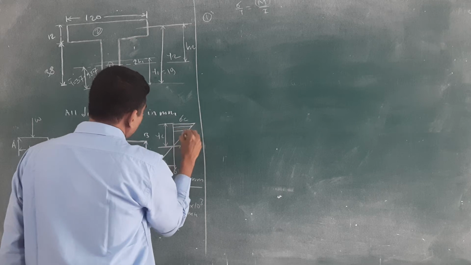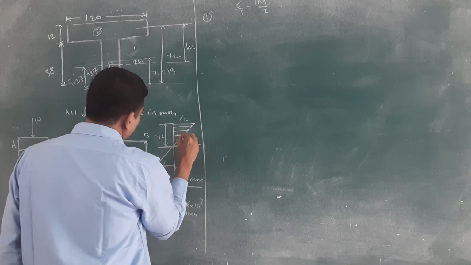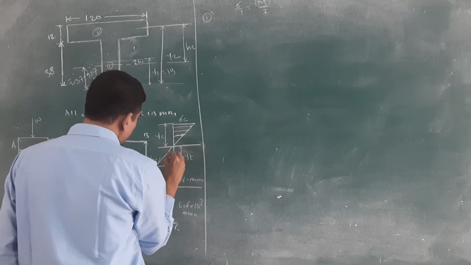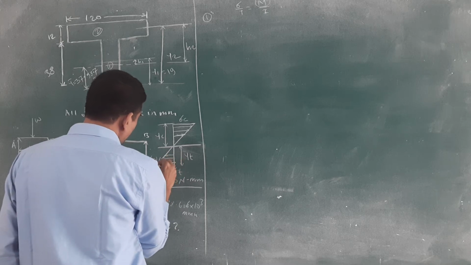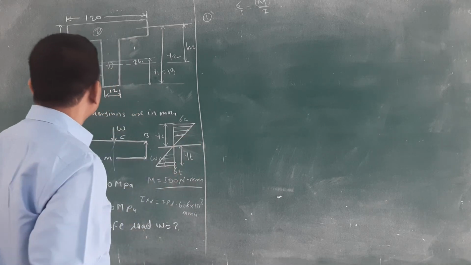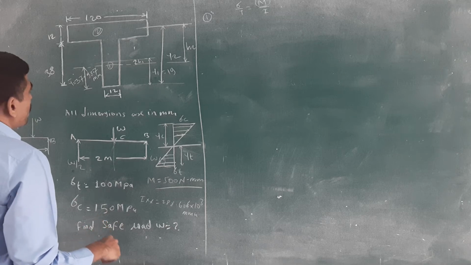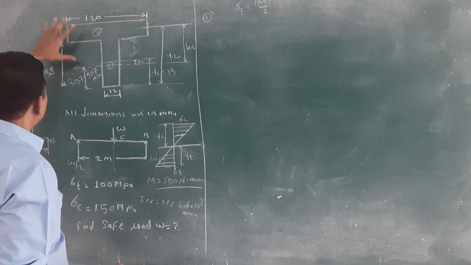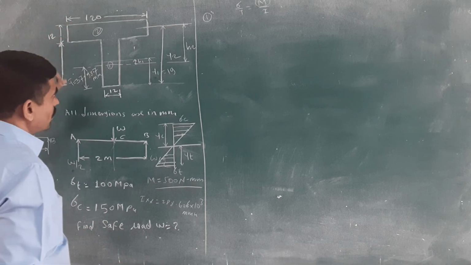Here you will get the compression, and here you will get the tension. Remember that this figure is very important, the bending stress diagram. Then how to calculate the above values? We will know the total depth.